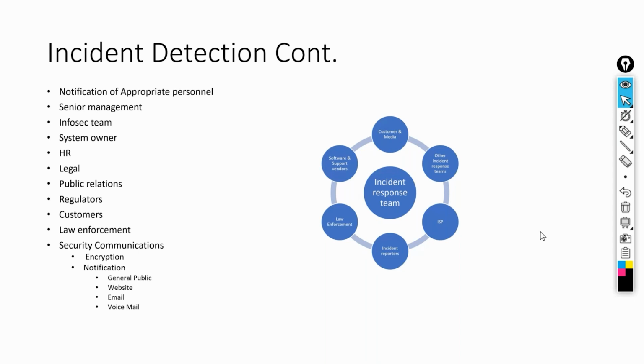Now the notification can be done via the media to the general public, it can be published on the website, it can be sent via email, or as voice mail. One live example of voice mail: during COVID, when there was a lockdown, at any point of time when you called anyone, you used to get a recorded message, a kind of depressing recorded voice mail which you could not skip. That is a live example of notifying.